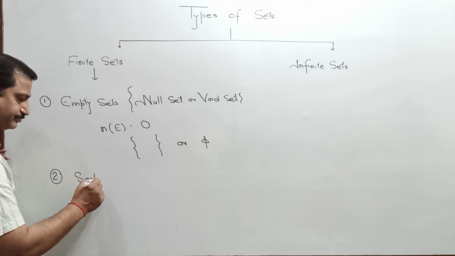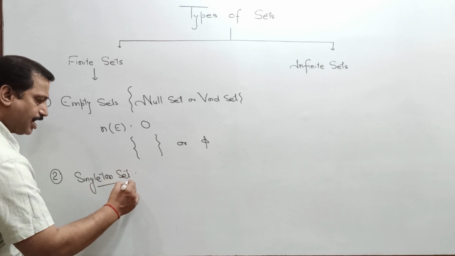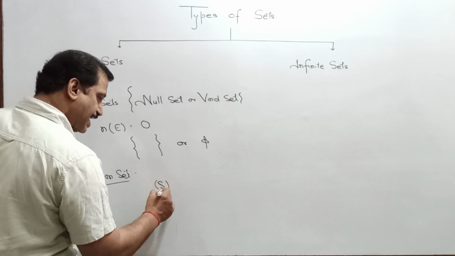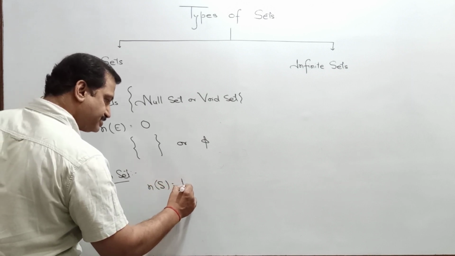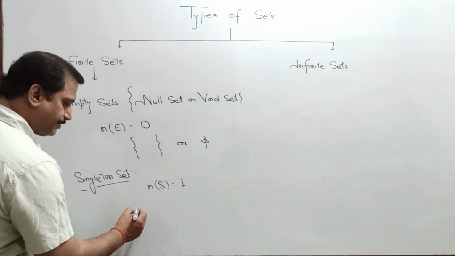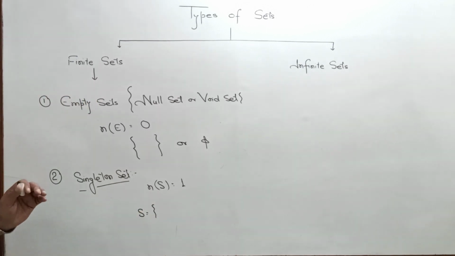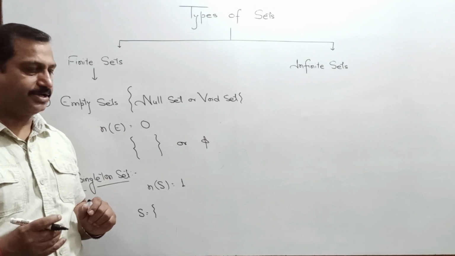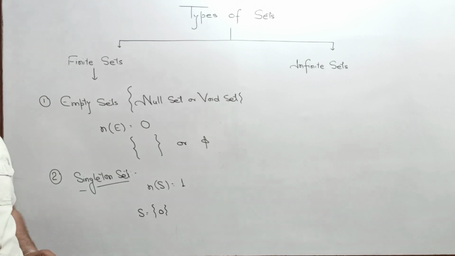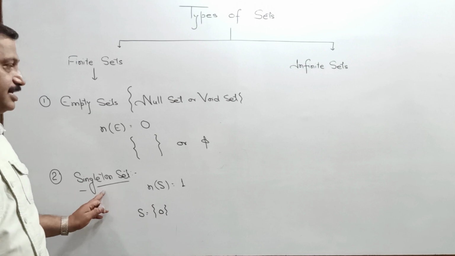सेकंड, सिंगलटन set. A set containing exactly one element is known as singleton set. Example, a real number which is neither positive nor negative. That means 0. 0 is a real number which is neither positive nor negative. Therefore, it is a singleton set.